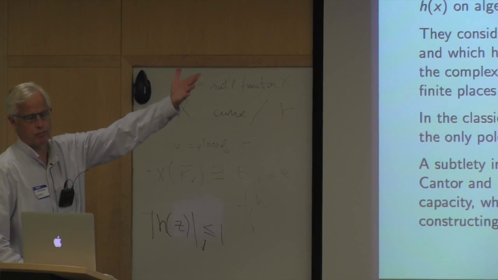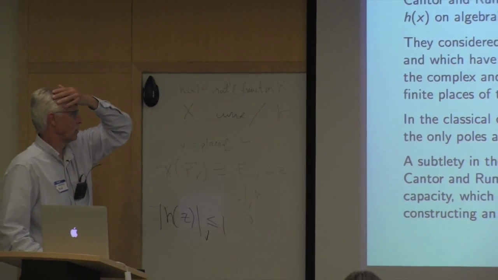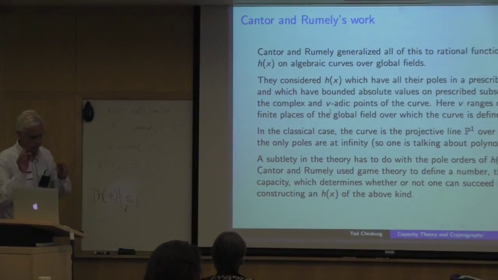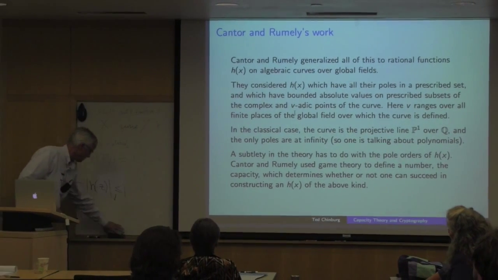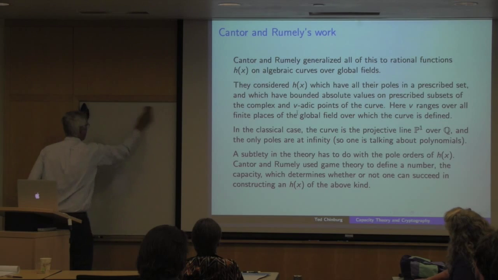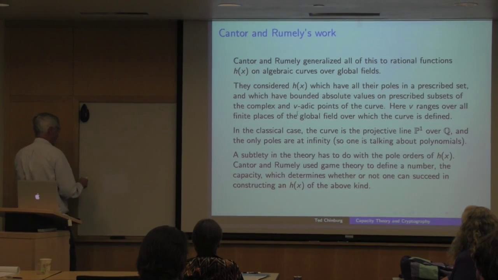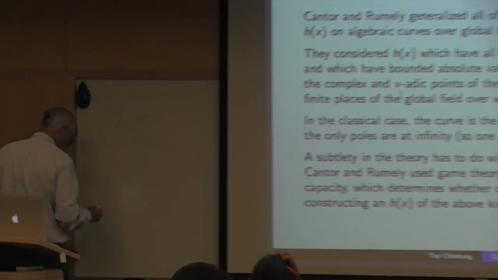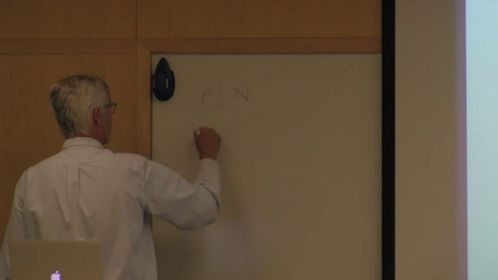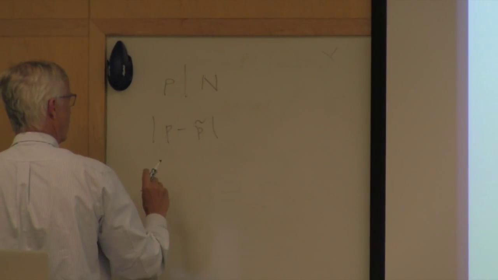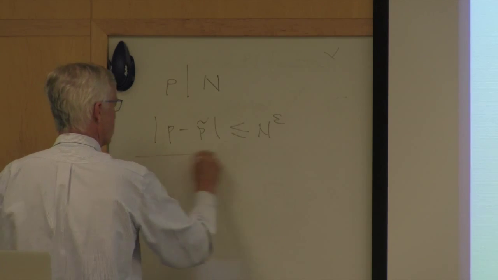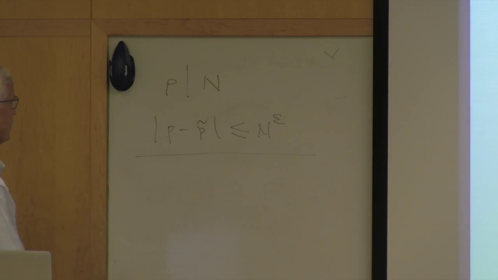So the classical case is the projective line. You insist that all the poles are at infinity, so you're talking about polynomials. That's the classical case. Now, let me just say what the divisor problem is and how it sits in that context. Remember that we were trying to find p's that divide n so that p minus p tilde was less than or equal to n to the epsilon. So the kind of sets that you would take are these.